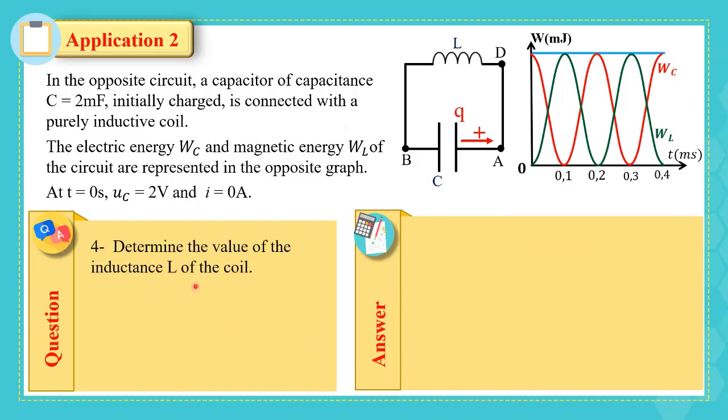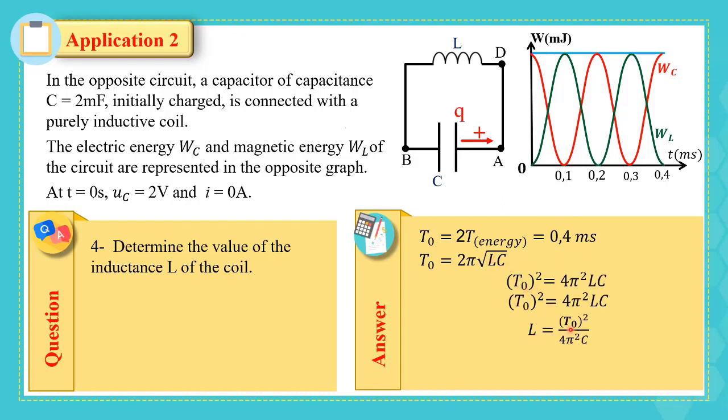Part 4. Determine the value of the inductance L of the coil. Since the period of the oscillation is equal to twice the period of the energy, T0 equals 0.4 millisecond. And as we know, T0 equals 2 pi radical LC. Replacing the values, we will have L equal T0 squared over 4 pi squared C, which is equal to 2 times 10 to the power minus 6 henry.